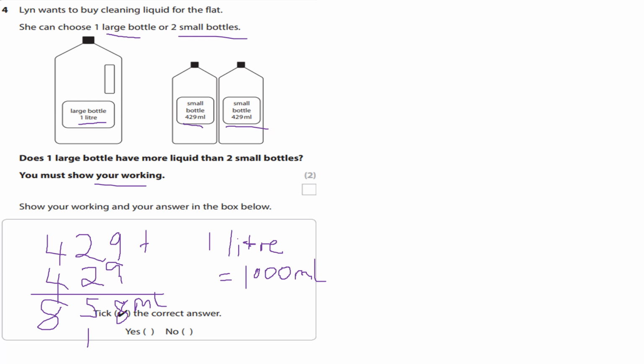So again, does one large bottle have more liquid? Well, 1,000 is greater than 858, so that proves that yes, one large bottle of clean liquid is more than 2 small bottles in this context, because 2 lots of 429 is 858, sorry, not 828. So comparing your numbers here, 858 is smaller than 1,000, or 1,000 is greater than 858. So the answer is yes. So that's my answer for question number 4.